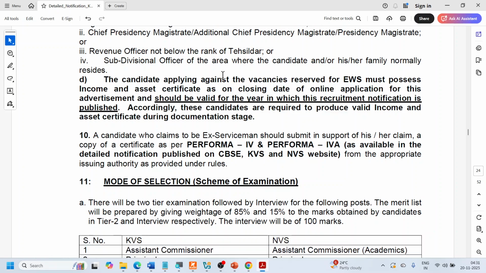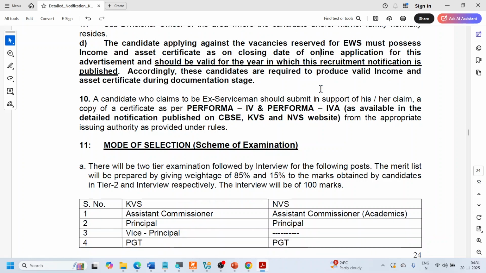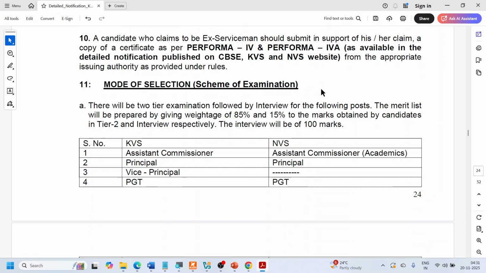Okay, and this one, the candidate applying against the vacancies of reserved EWS must possess the income and asset certificate as on the closing date. Again, I told you, get all your certificates before the closing date, then apply, and then definitely apply on the closing date only.